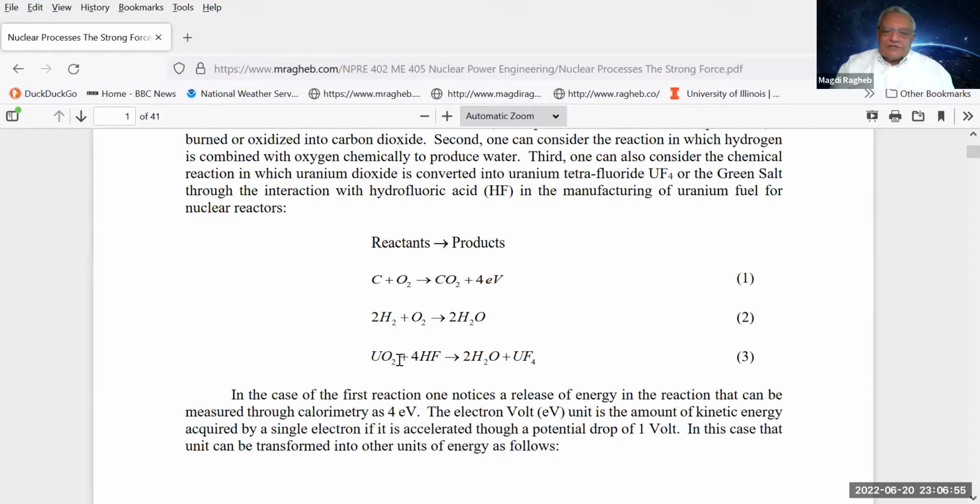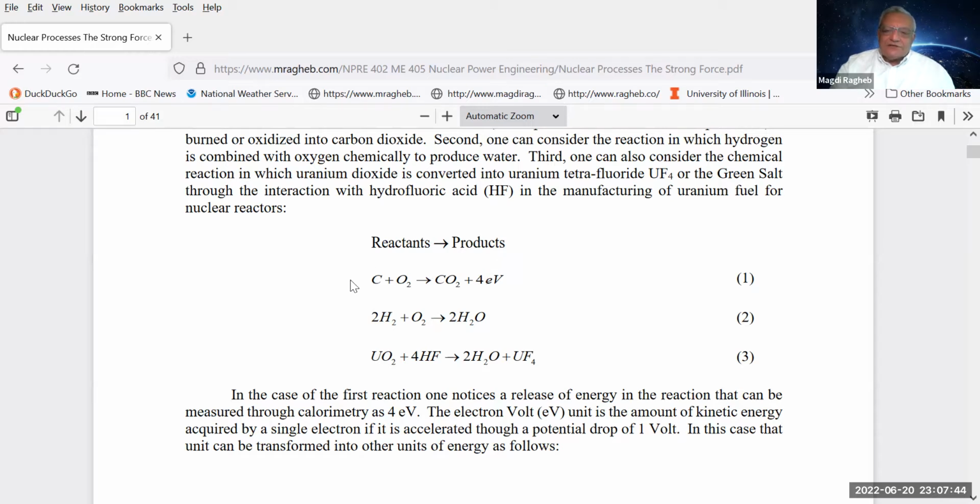In nuclear applications, we can treat uranium dioxide, as we'll see later, with hydrofluoric acid, and we get water plus uranium tetrafluoride, or UF4. The energies involved in that type of reaction are typically in the electron volt range. So burning coal, or the energy released in, let's say, fire, is in the range of 4 electron volt. The ionization energy of the hydrogen atom is 13.6 electron volt. Remember these 2 numbers, 4 and 13.6 electron volt, because we'll compare them later to the energy released from nuclear reactions.